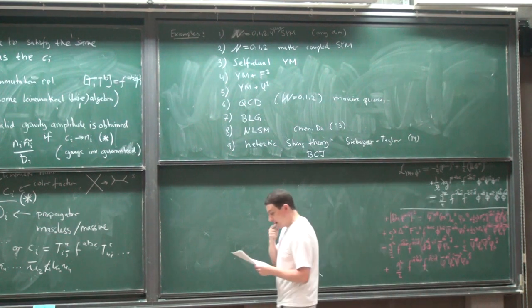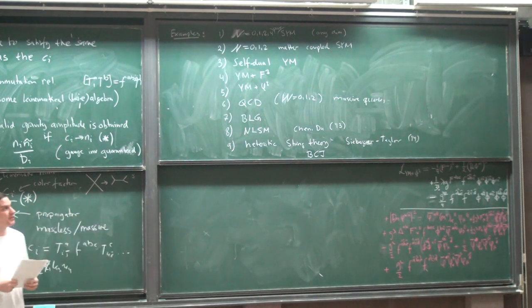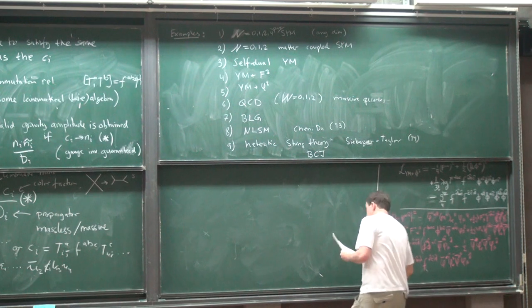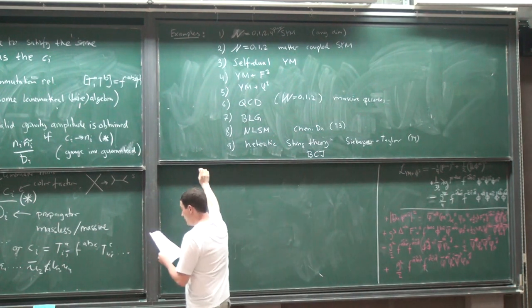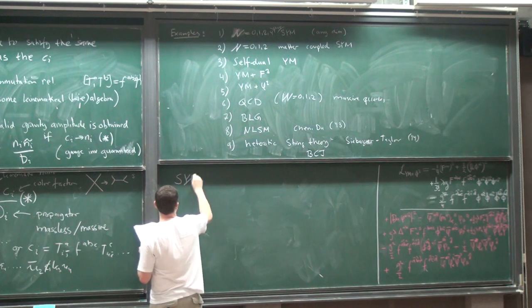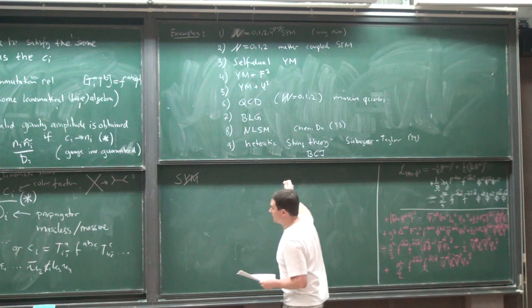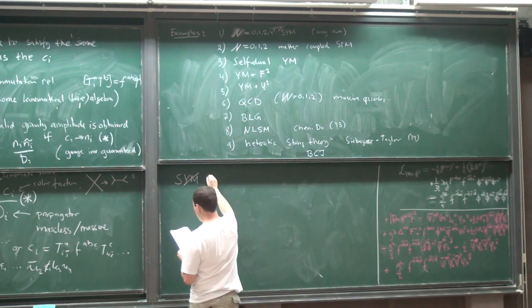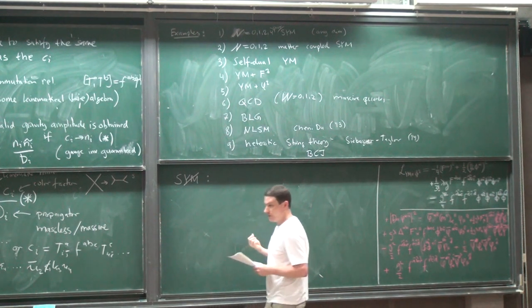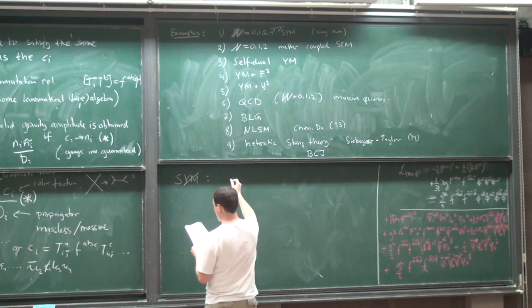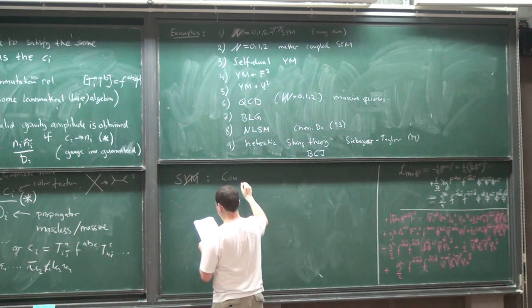Okay, so now let me come to the spontaneously broken case. But spontaneously broken, so let me now talk about super Yang-Mills, or Yang-Mills, it doesn't matter. But what we're doing is we're taking pure Yang-Mills theory and spontaneously breaking it, and for that to be true, you have to basically consider the Coulomb branch. So I'm going to talk about the Coulomb branch.